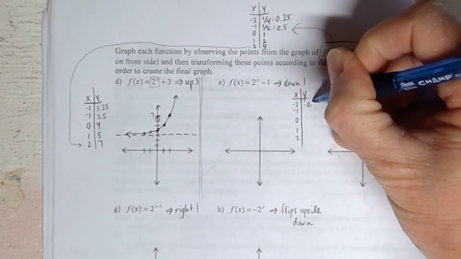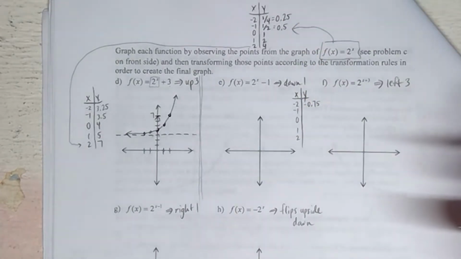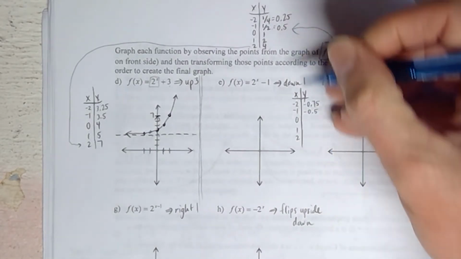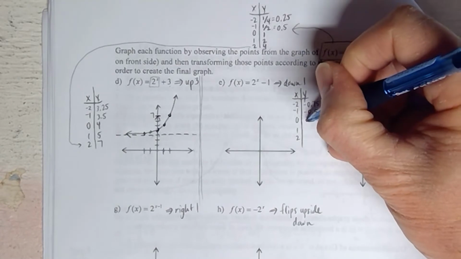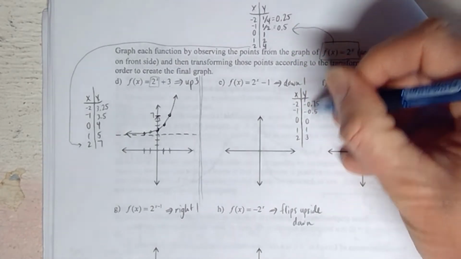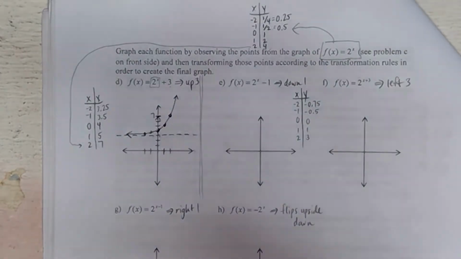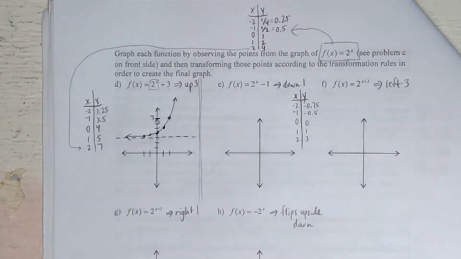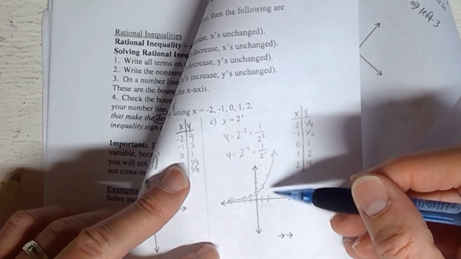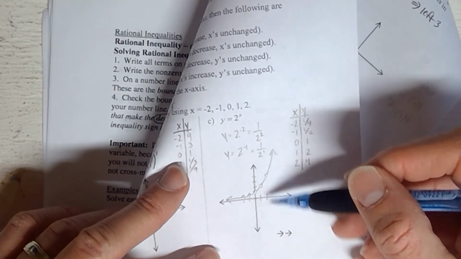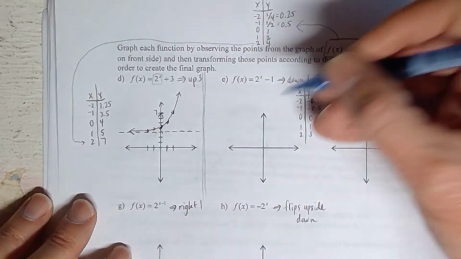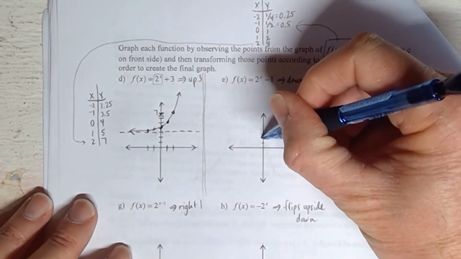0.25 minus 1 is negative 0.75. Again, you don't have to do this. This is just an additional thing. But I subtract 1 from each one of these, and these are the 5 y values I end up with. Ultimately, you take the graph on the front, this graph right here, and you physically move the 5 points that I plotted straight down by 1. Where do those 5 points end up if I do that?